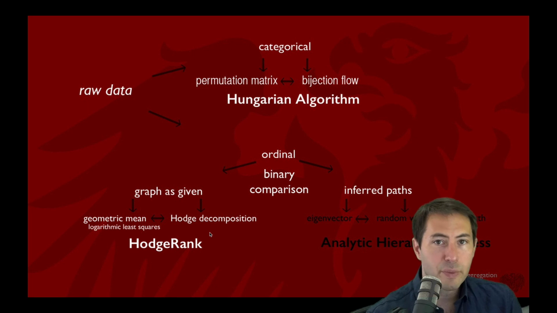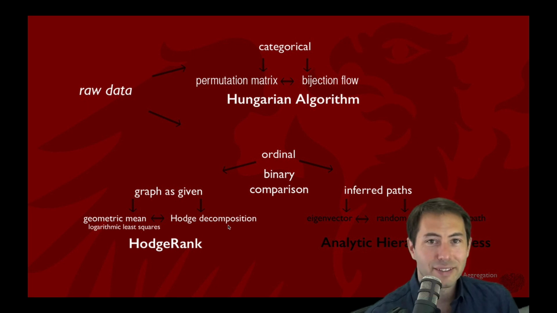And I have barely touched. The original Hodge rank paper is a tome of great literature. It's worth reading. It's worth looking at. It's very interesting in terms of its theory. It's very cool. Now we're going to move on to AHP, and we're going to just touch briefly on AHP.